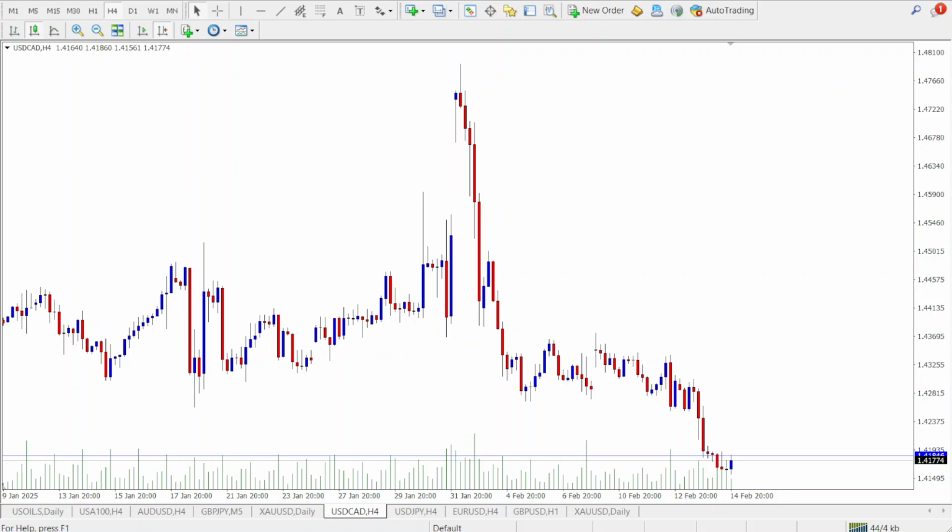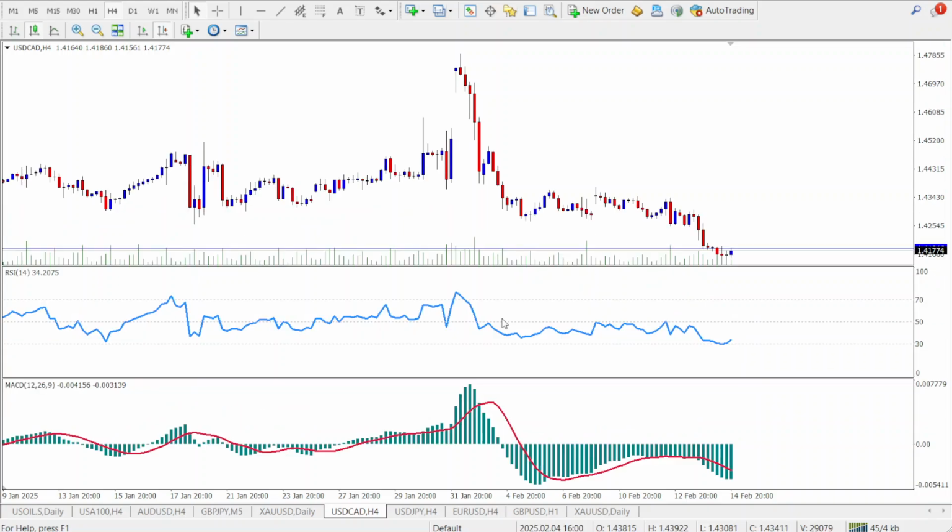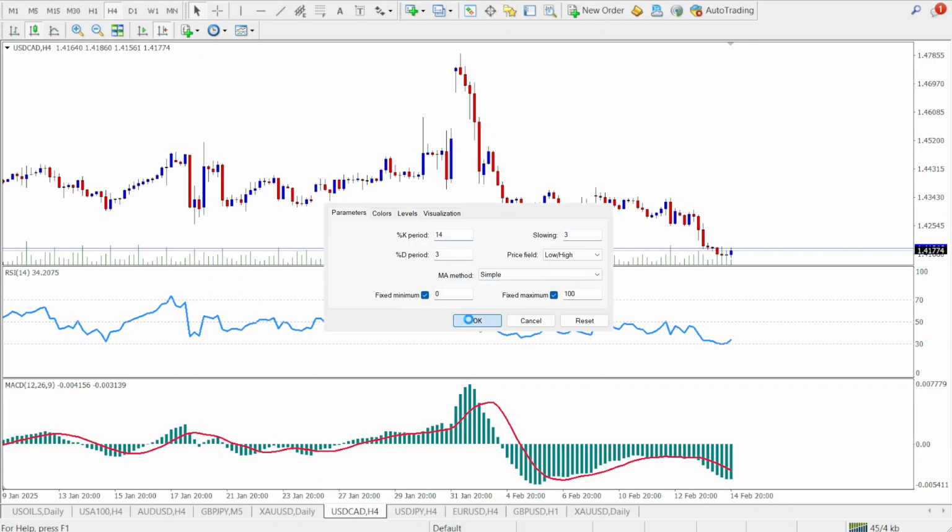Now, oscillators are a type of technical indicator that fluctuates between fixed levels. These levels are usually between 0 to 100. I'm just going to be adding a couple of popular oscillating indicators to the chart. One of them is the RSI, the relative strength index. Another one is the MACD, the moving average convergence divergence, and finally the stochastic oscillator. These are three popular and effective oscillating indicators that a lot of traders use.